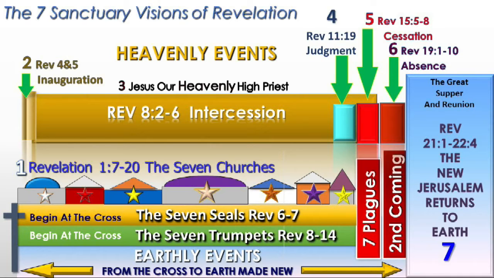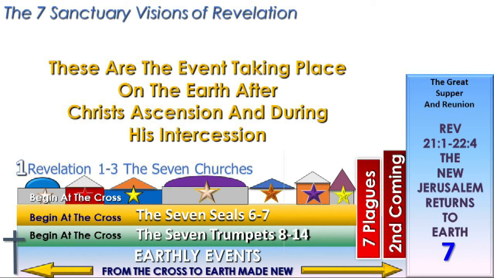Okay, so are you ready for the next slide? Here we go. All I have on the screen right now are the events taking place on earth after Christ's ascension and during his intercession. So, number 1, we see Jesus wearing the garment of a priest. Chapters 1, 2, and 3, he is walking amongst the candlesticks. He is ministering to his church all the way down until the second coming.